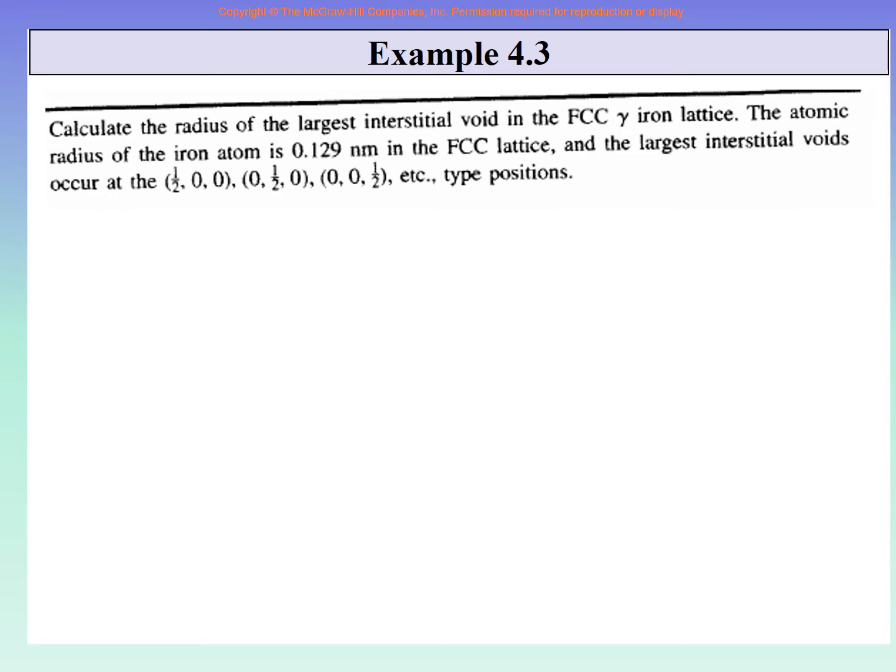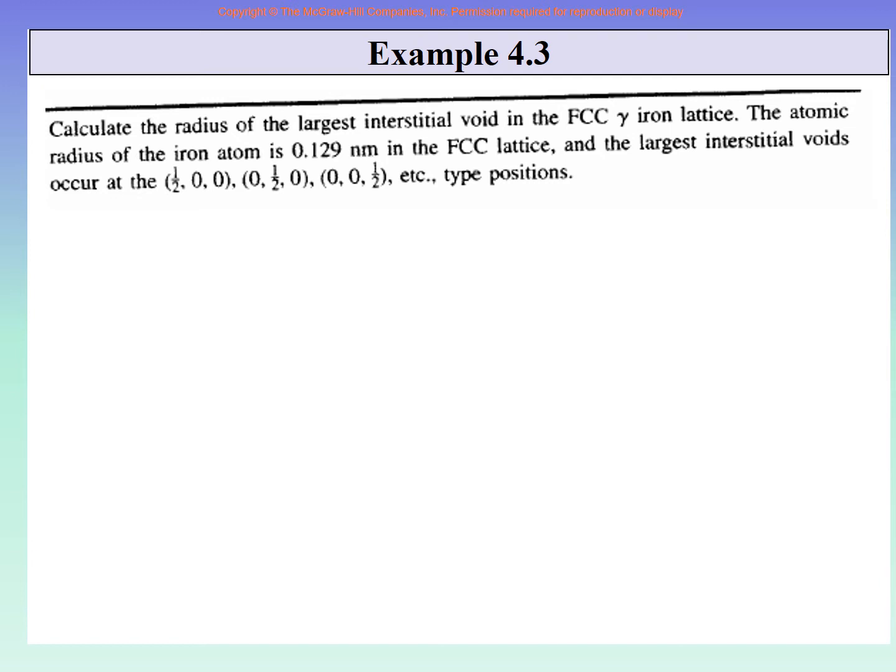So the diagram that you just passed in the previous slide is the diagram, because if it is FCC gamma iron, then it means that, right? The atomic radius of the iron atom is 0.129 nanometer in the FCC lattice, and the largest interstitial voids occur at half 0, 0, 0, half 0, 0, 0, half, etc.